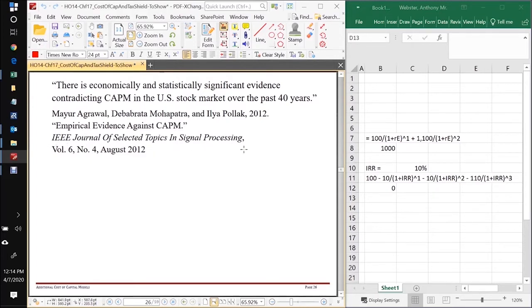And then there is a great academic paper done by this group in the IEEE Journal of Selected Topics in Signal Processing. This is a group of super quants. Okay, they use physics and high-level math to look at all sorts of stuff, applications in finance and physics and bioengineering and everything else. So they turned to finance and looked at CAPM, and in their paper, Empirical Evidence Against CAPM, they said, among other things, there's economically and statistically significant evidence contradicting CAPM in the US stock market over the past 40 years.